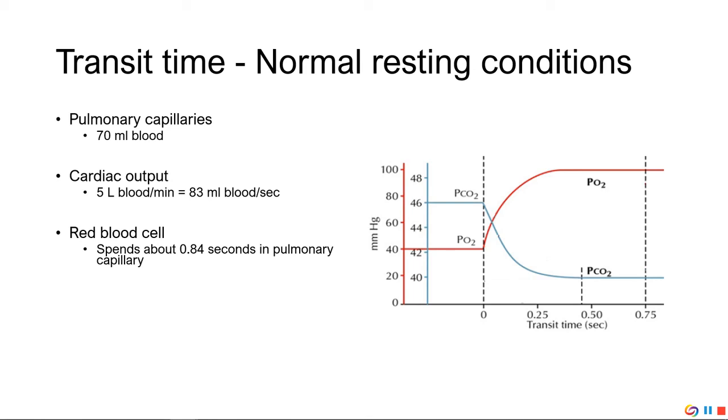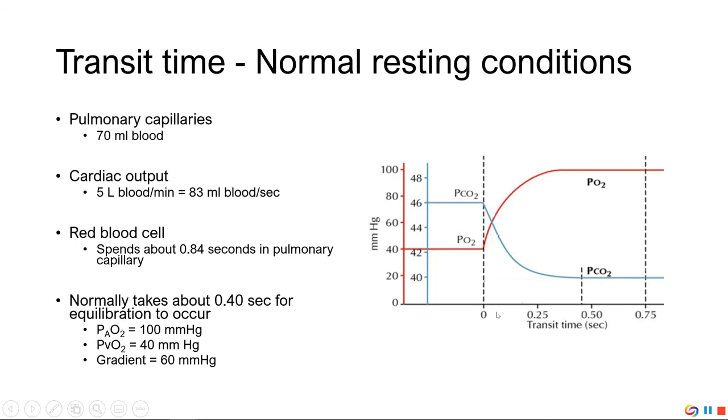Okay, generally that is plenty of time. It normally takes about 0.4 of a second for equilibration to occur. All right, and we can see that on this graph here, where our alveolar oxygen is at 100, our venous oxygen, so that's the blood coming into the pulmonary capillary, is about 40, so our gradient's at 60. Okay, so you can see here, equilibration occurs right around here, so it takes about 0.4 of a second. Okay, so plenty of time. We've got more than double the time we need.